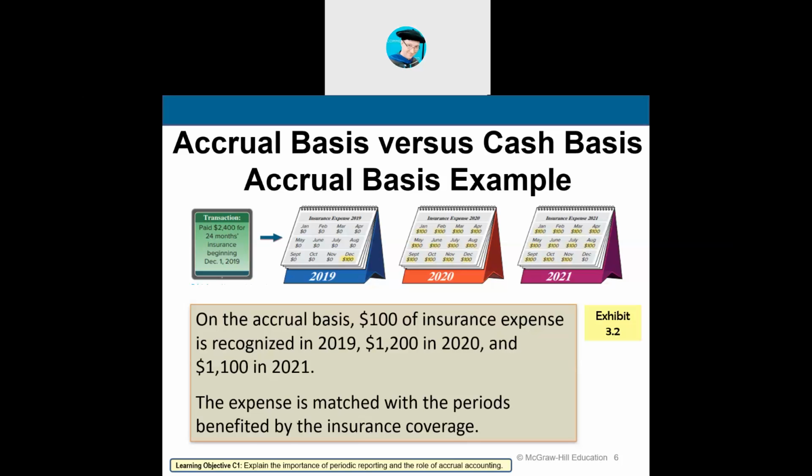So here's how accrual-based works. We prepay $2,400 of insurance on December 1, 2019. So we debit prepaid insurance $2,400 and credit cash $2,400, because we're paying the insurance company for 2 years' worth of insurance. At the end of December, on December 31, 2019, I would make an adjusting entry to represent the consumption of the insurance for that month. I would debit insurance expense, which is on the income statement, and credit prepaid insurance, which is on the balance sheet, to reduce the prepaid insurance.